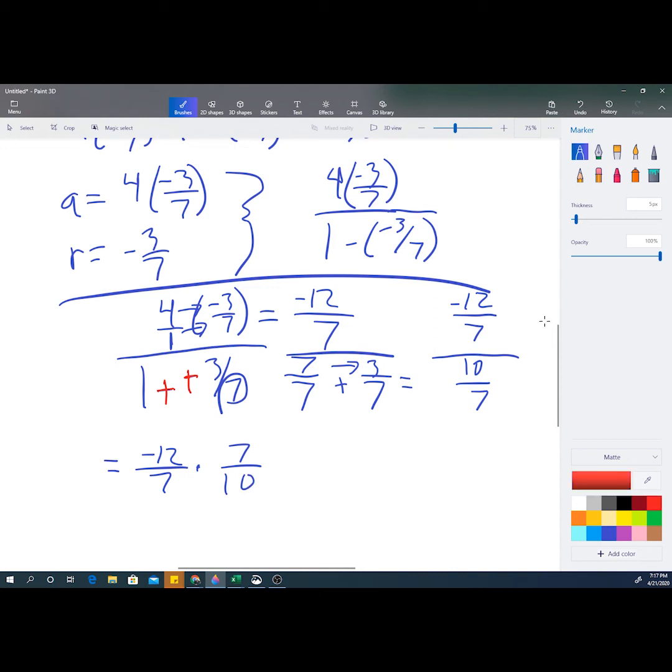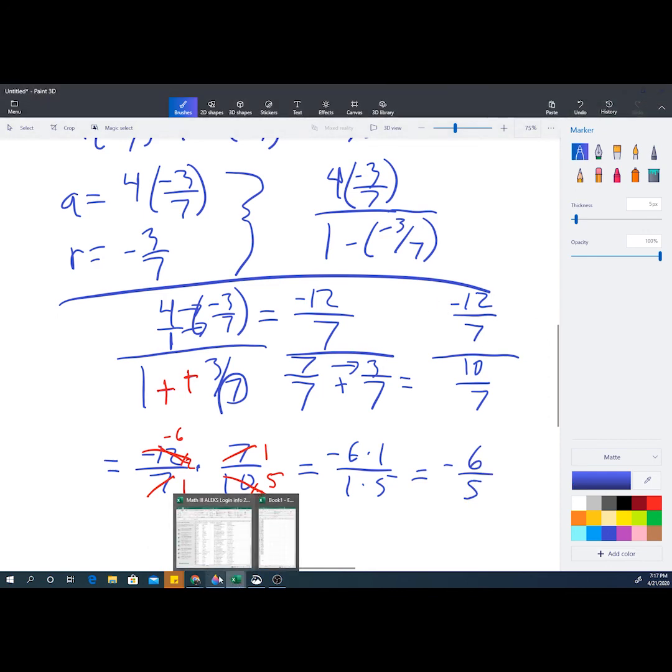And very conveniently, I see I've got a 7 downstairs and a 7 upstairs. I also see that both the numbers that are left are even. That means I can divide both of them by 2 and cancel that 2 out. When I do that, 10 divided by 2 is 5. -12 divided by 2 is -6. And I should have put that when my 7's canceled out, I am left with 1's there. And now I multiply straight across. -6 times 1 over 1 times 5, which just gives me -6/5.